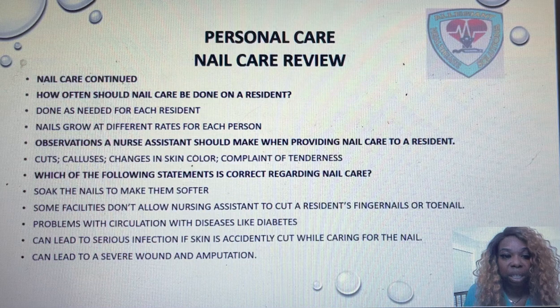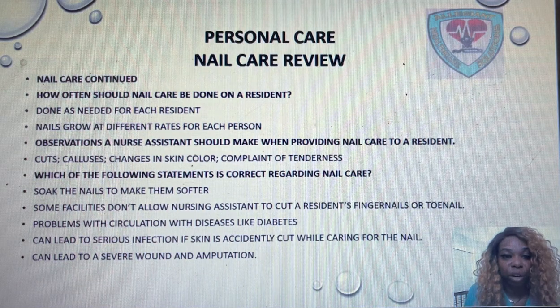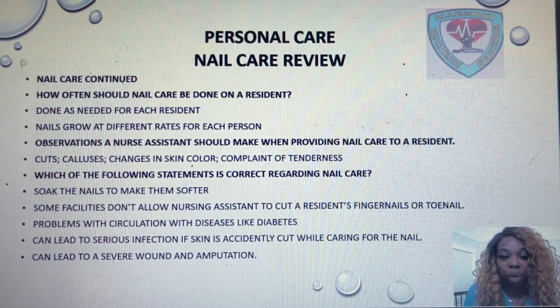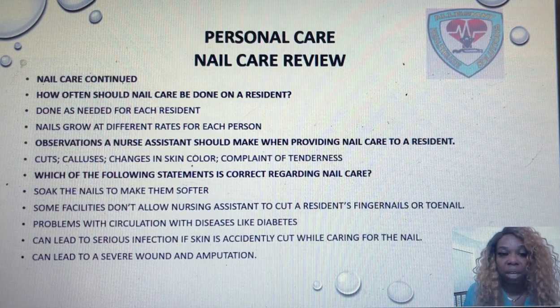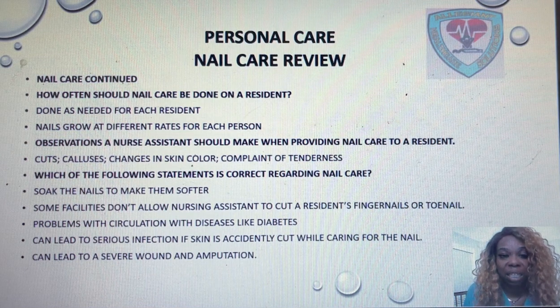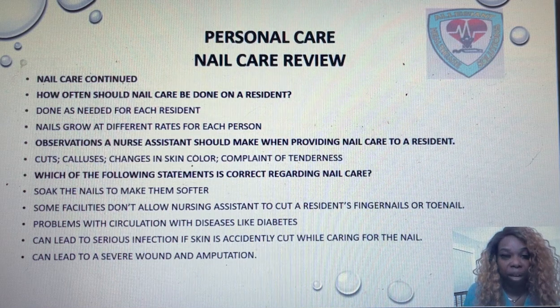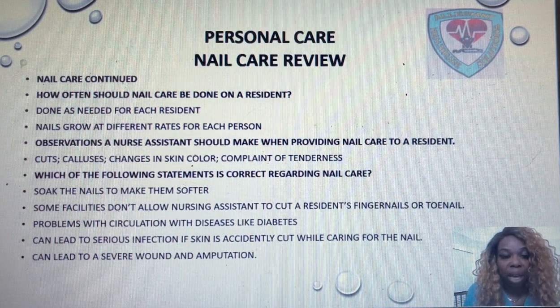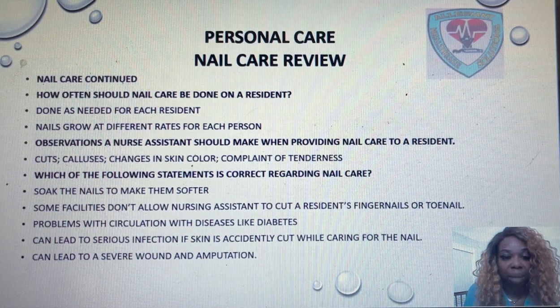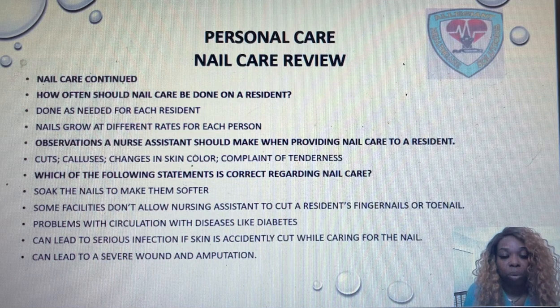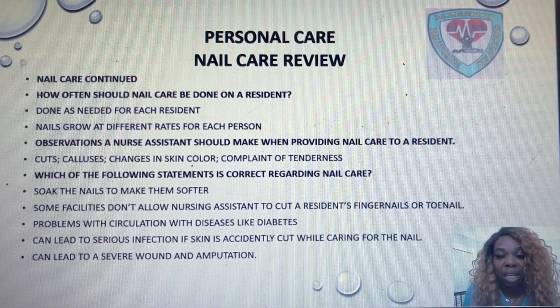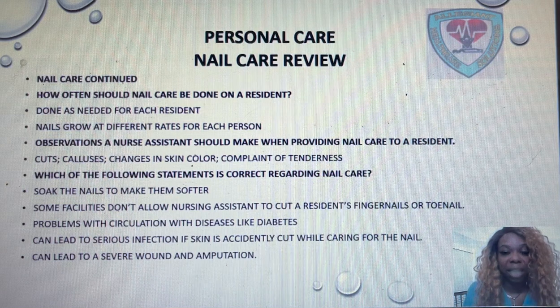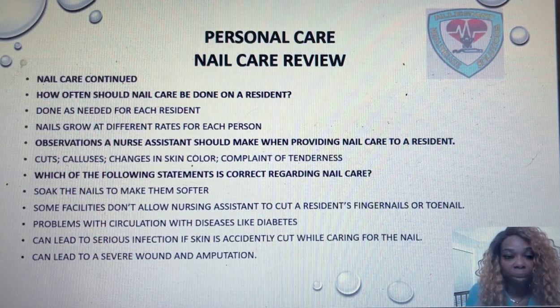How often we should give nail care will be determined by the resident themselves, because the nails grow at different rates for each person. Nail care will be done as needed depending on the individual. When you are performing nail care, some observations that you should make are any cuts or any calluses that may be present on the hands or the skin. You want to report any changes in skin color, or any complaints of tenderness, or any complaints of pain while you are performing nail care.